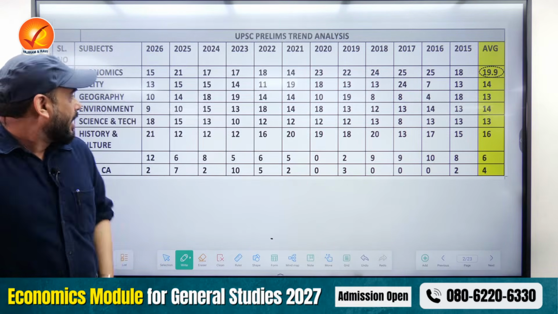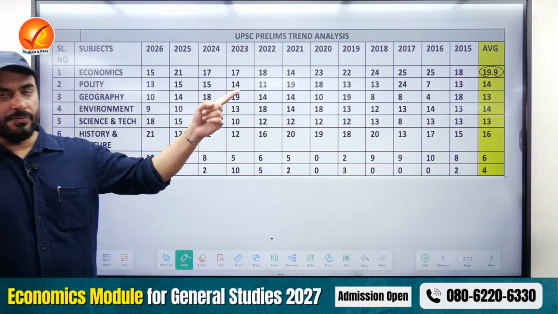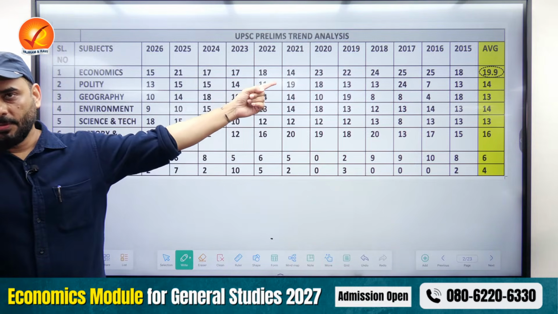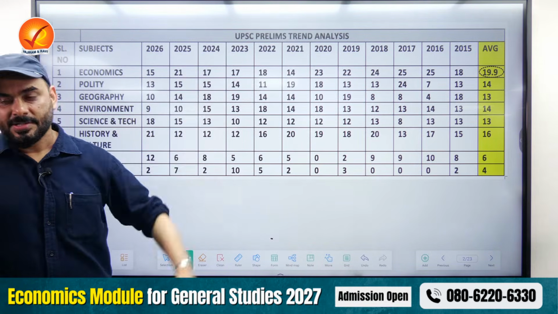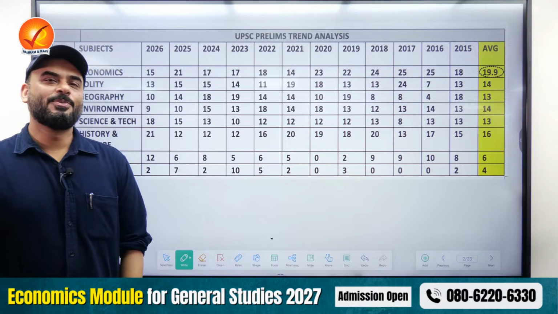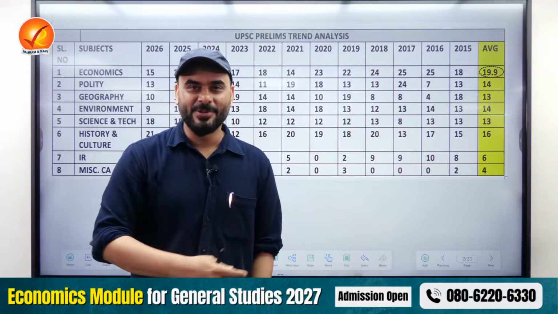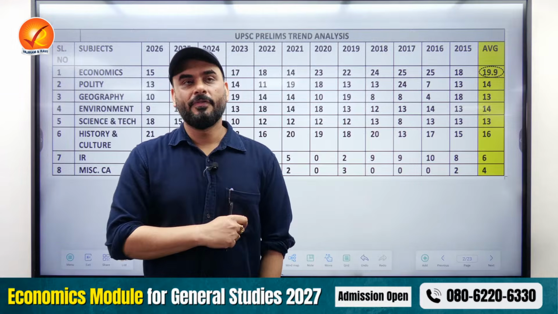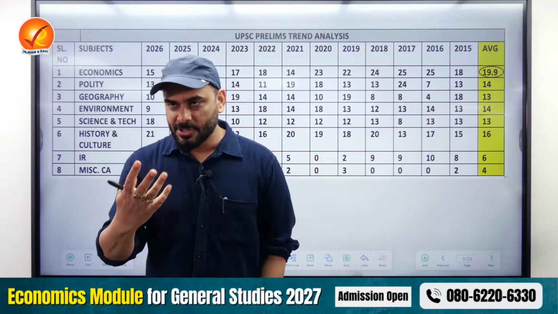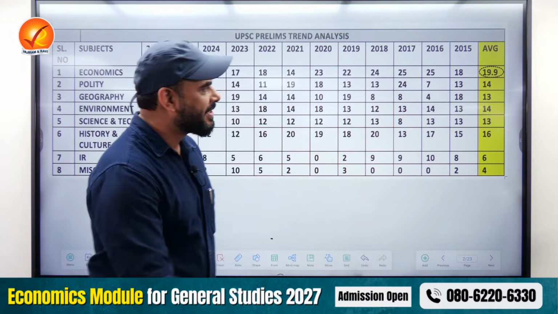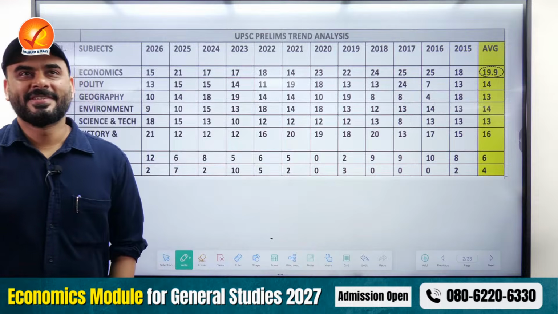Now, if you look at polity, average number of questions 14, it has been very consistent. The beauty of polity is it has always been consistent in UPSC, and without polity, it's almost next to impossible to crack the exam. Because being a policy maker, you should be aware of the polity, the constitution, the administration, how the government runs. So that's why it's important. Now let's come to economics. See there.